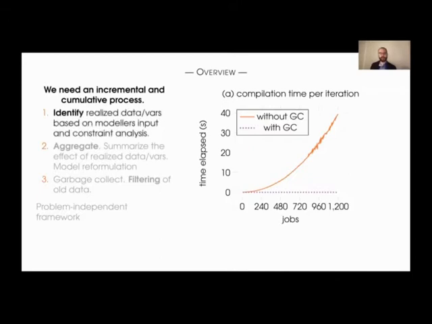What are the steps? The first step is number one, identify realized data and variables based on the modeler's input in constraint analysis, right? So this is the little problem-specific thing that needs to be there, but everything else is basically problem independent.